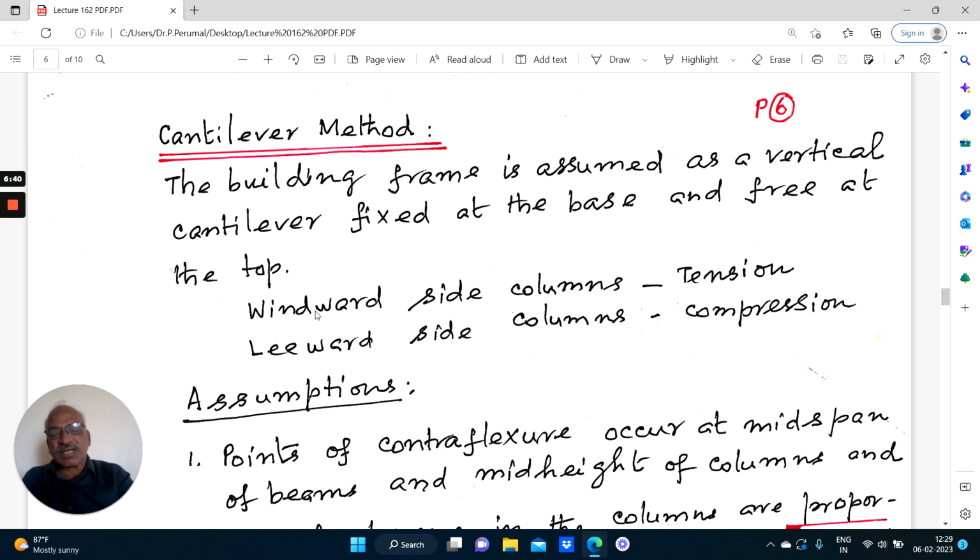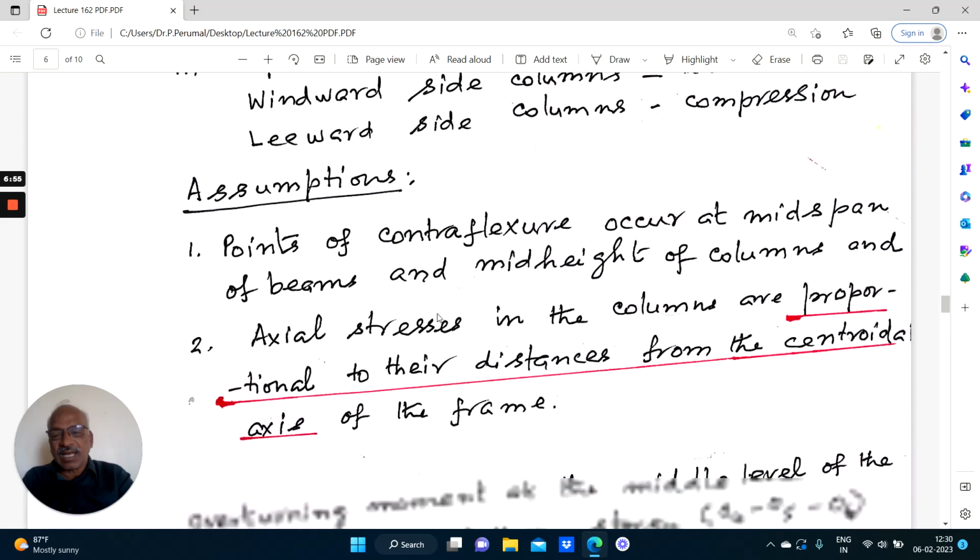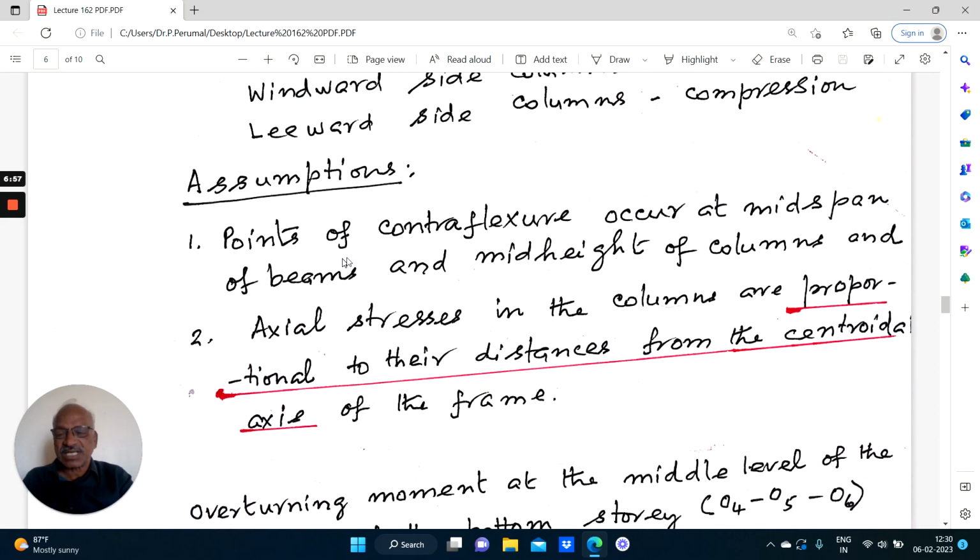Right. So, here, the windward side columns will be under tension and the leeward side columns will be under compression. When it bends, the windward side columns will be under tension. There are some assumptions here also, namely, points of contraflexure occur at the mid-span of beams and mid-heights of columns. That is, we assumed hinges as discussed already.